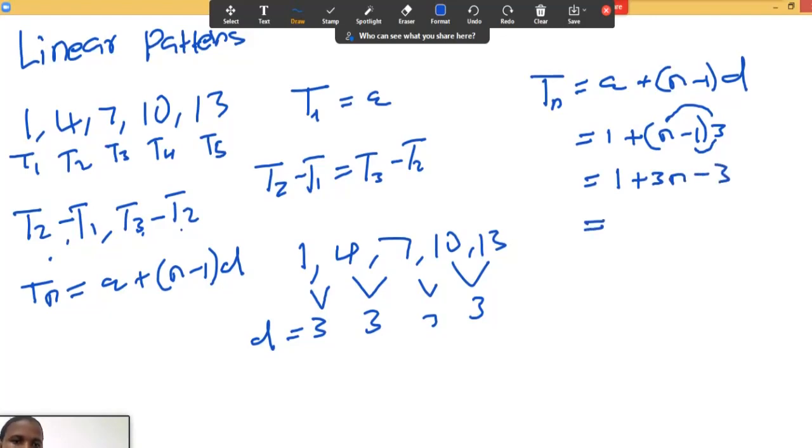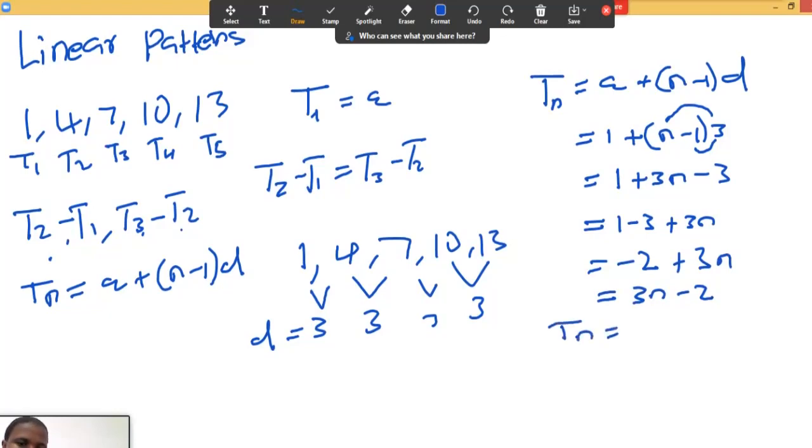Our formula should look like 1 minus 3 plus 3n. This is nothing but minus 2 plus 3n. To rearrange it, it should be 3n minus 2. So our Tn is equal to 3n minus 2.